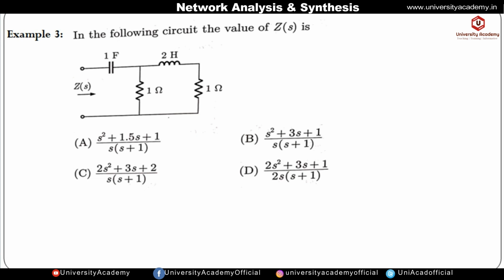Now we have to find Z of S, that is, the impedance in the S domain. First, we have to convert the given circuit into the S domain. All the elements R, L, C are given, and the initial conditions across the inductor and capacitor are not given, so we will not consider them. Let us draw the circuit or the network in the S domain.